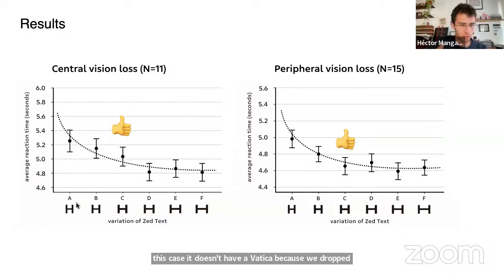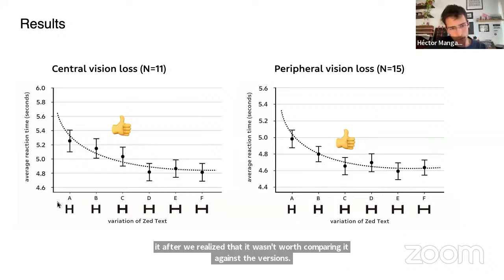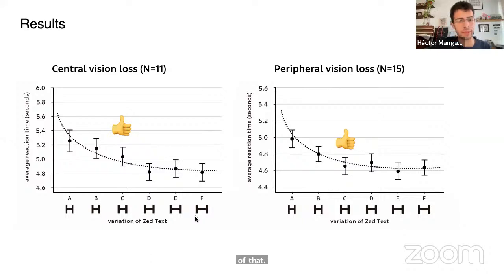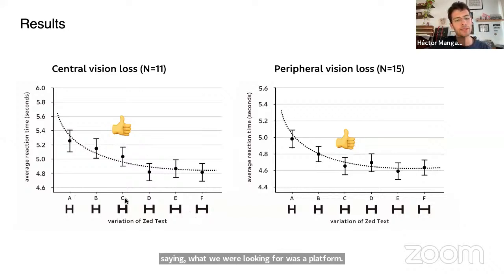So after the pilot, we removed it. In the horizontal axis, you can only see different versions of Zed, the ones that I showed you just before. As I was saying, what we were looking for was a plateau: the moment in which making the letters wider stopped being beneficial, because for spacing reasons, it's not logical to have a very, very wide sign for the wayfinding. So we were trying to find the optimal point in which widening the letters stopped being beneficial.